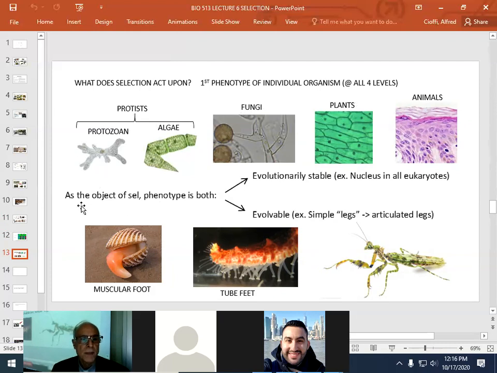So the phenotype is both stable and evolvable. It is stable as we look at it now, all right? If we look outside the window, if we look beyond these walls and we see nature out there, we see a dynamic stability whereby the animals and plants and the fungi and all the living creatures that are there are in a carrying capacity.